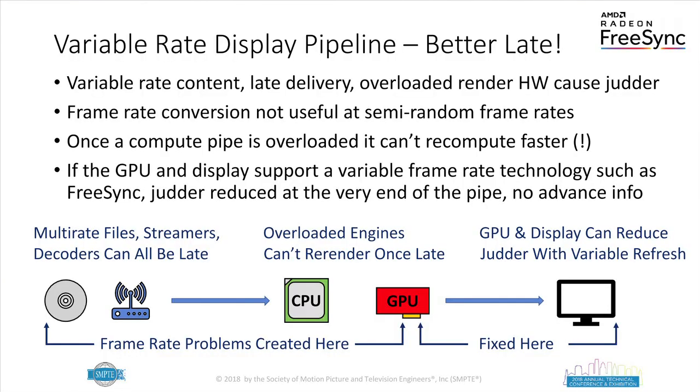So what happens is this left part of the pipeline is where problems are created. That's where frames get dropped or they get late. On the right side, you've got the monitor, and the monitor may not support the frame rate that the content was produced at. So again, the answer may be, well, let's do frame rate conversion. But if you're in a consumer product, you don't necessarily have the compute power to do a good frame rate conversion.